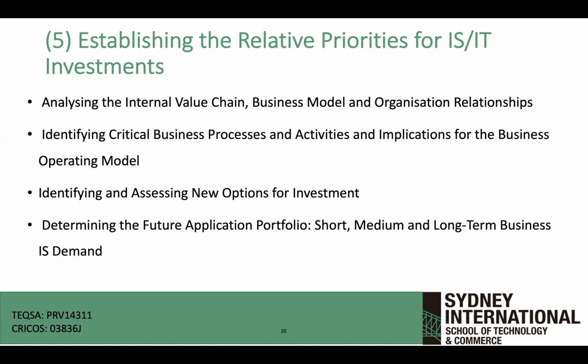I need to analyze the internal value chain. I need to understand the business models, how we operate. We need to understand all of these organizational relationships. Who do we have contacts with, inside and outside the organization? We need to identify which processes and activities are critical and their implications for the business process model. Are they really affecting the model a lot? If we make changes, are they going to have an impact on the model and how we are operating?